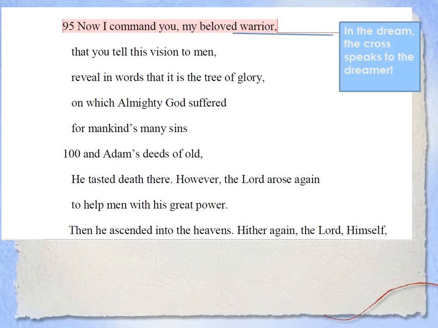And then later on in line 95, the dream actually speaks. So in the dream, the cross actually speaks to the dreamer. It's interesting, you think, okay, I'm dreaming, that someone in the dream is talking to me, the dreamer. It's an interesting little relationship there. But the cross tells the dreamer, "Now I command you, my beloved warrior, that you tell this vision to men." And it's interesting because when he is telling it to the dreamer, the cross is actually saying it to all of society. It makes it something important for everyone. If that cross is commanding this one warrior, he's saying it to the whole society. Remember, that warrior represents everyone.